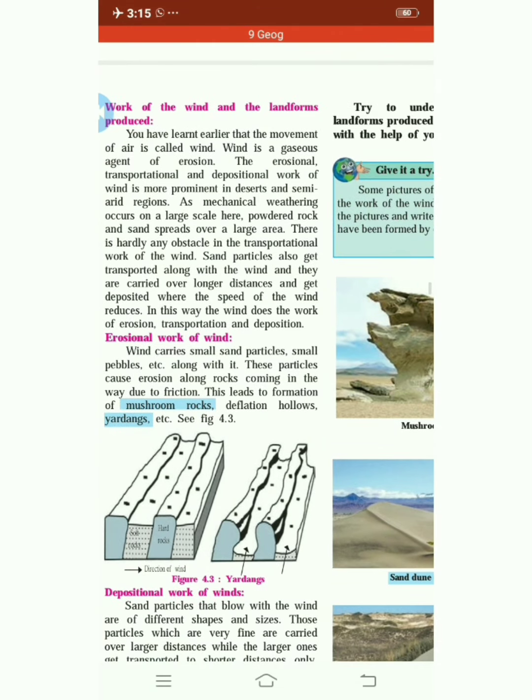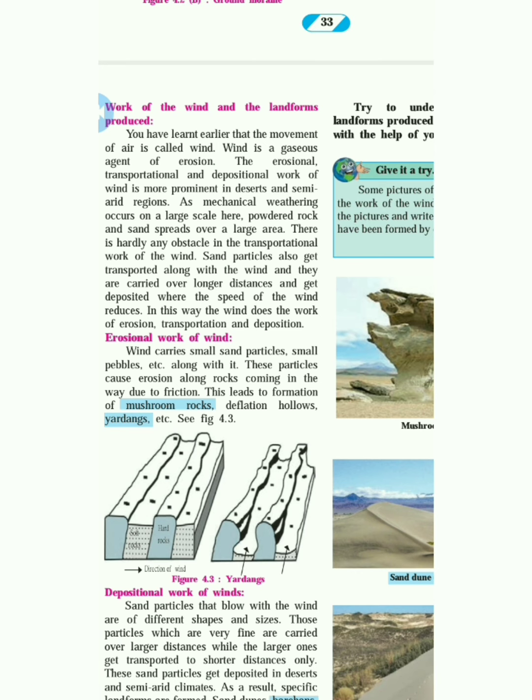Now, erosional work of wind. Wind carries small sand particles and small pebbles along with it. Pebbles means small stones. These particles cause erosion along with rocks coming in the way due to friction. What is friction? The action of one surface or object rubbing against another. This all means friction.